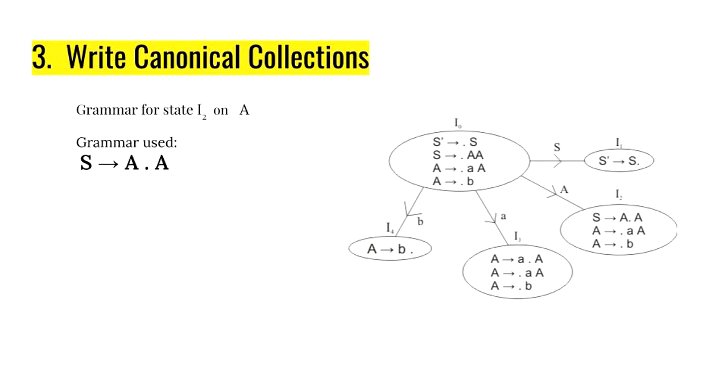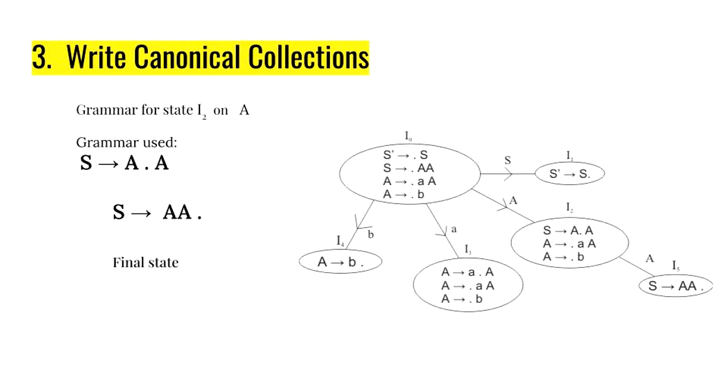So if you look at state I2, we will take inputs of capital A, small a and b. Why? Because the dot is before these terminals and non-terminals. Therefore, let us consider the production S derives A.A. After input of capital A, the production will become S derives AA. Again, this is a final state because there is nothing on the right of the dot.